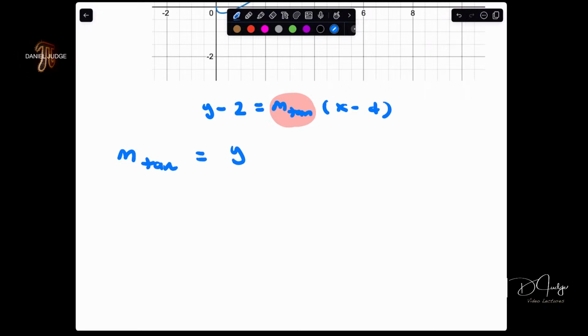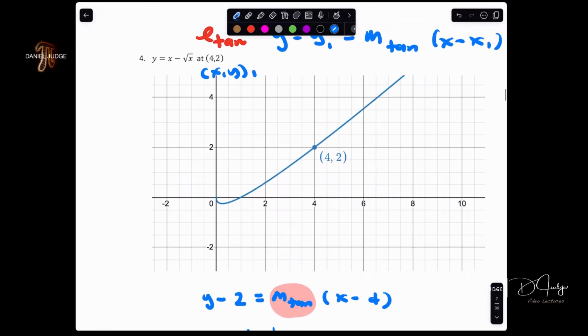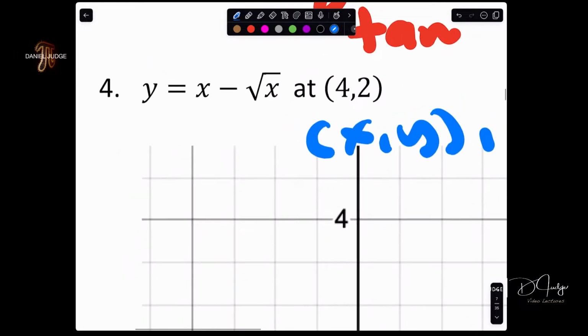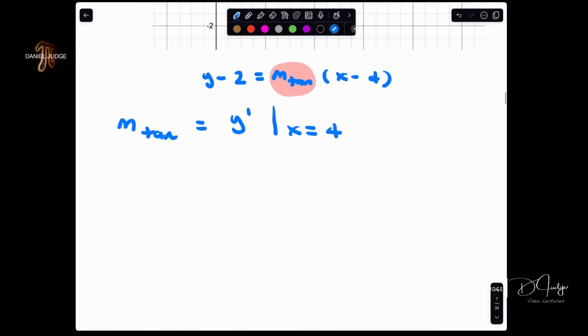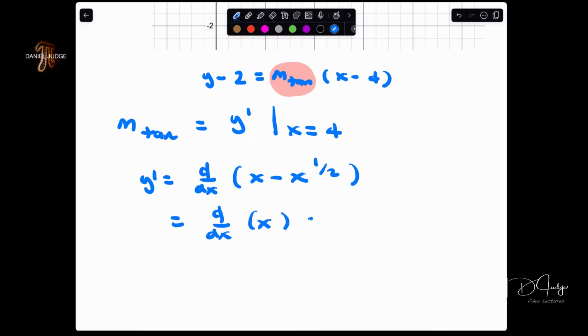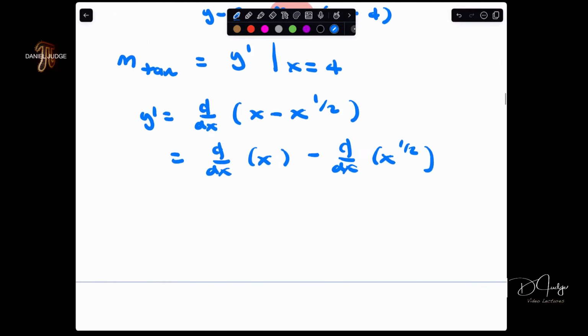M tangent is y prime evaluated at x equals 4, and y is x minus the square root of x. So let's find m tangent. Y prime will be the derivative of x minus x to the 1/2. The derivative of a difference will be the difference of our derivatives. So this will be 1. And like I said to you guys, I think you want to memorize this one. It shows up a lot. So this is y prime.